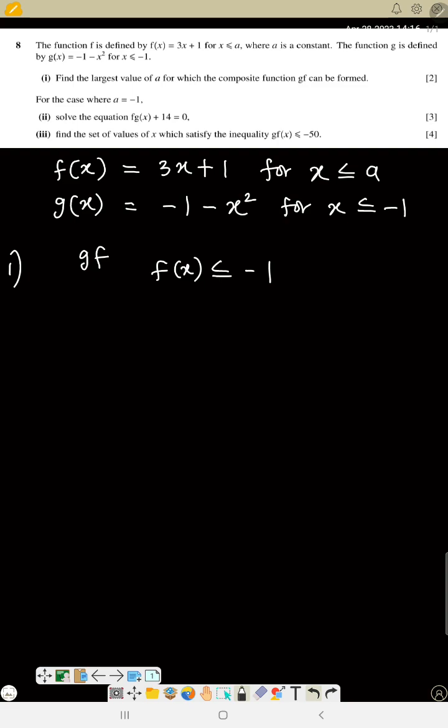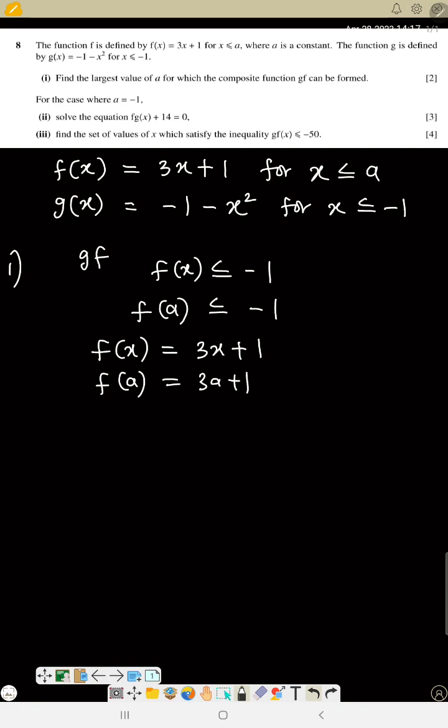We have the restriction here. So now if I work in terms of A, so that means for the case where A is -1, I can have f of A is less than or equal to -1. Remember, your f of s is 3s plus 1. So that means f of A is 3a plus 1. So the largest value of A now will be 3a plus 1 is less than or equal to -1.